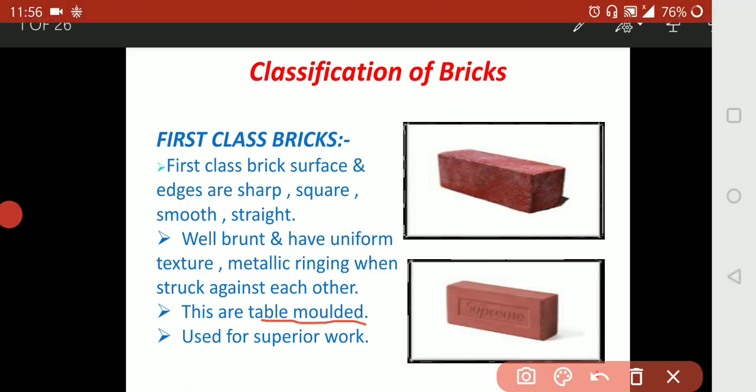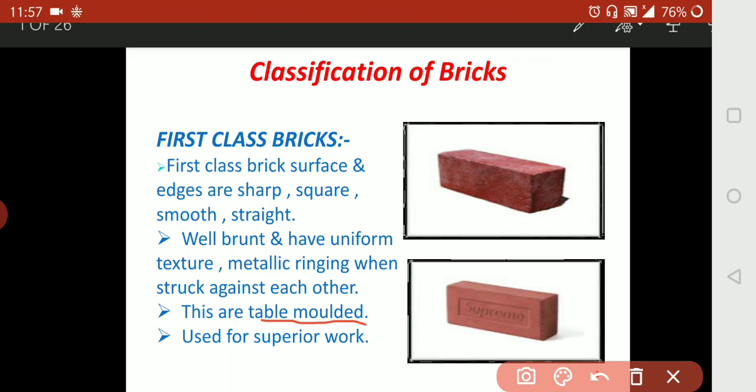What is table molded? Table molded means the bricks are made of stiffer mud and use a five-sided mold. The use of less moisture during molding improves the shape and strength of the bricks. These bricks are then dried in shade and burned in a continuous kiln. Kiln means what we call a bhatti. This is a popular form of brick production in northern India, and these bricks are much stronger, so they are used in superior work.